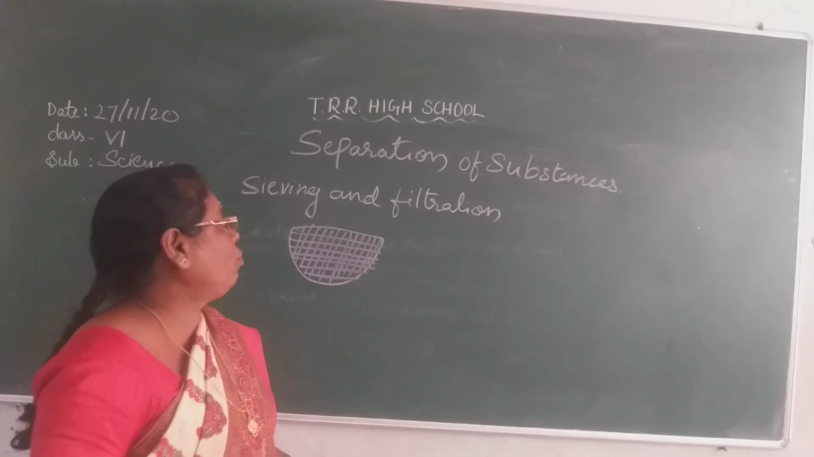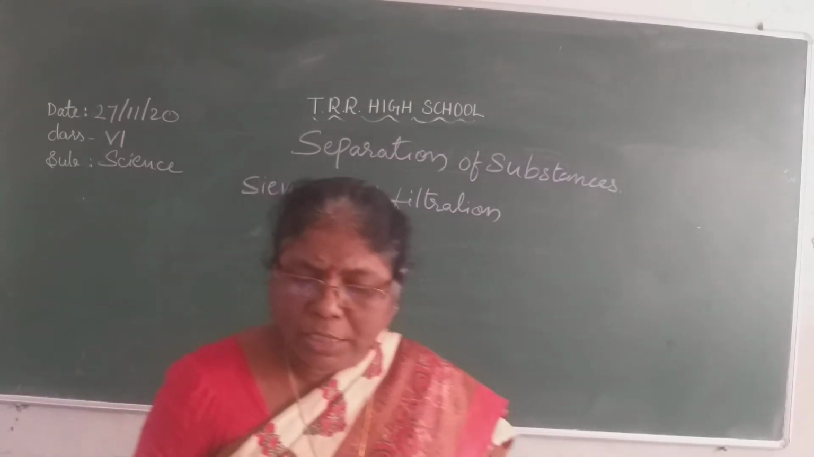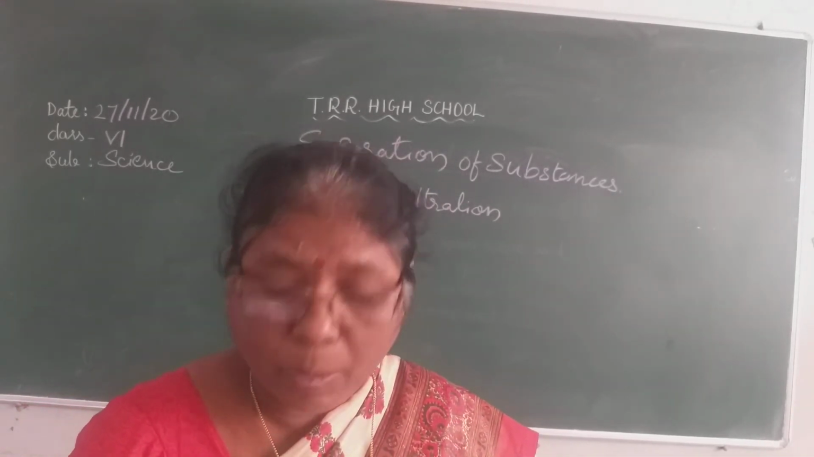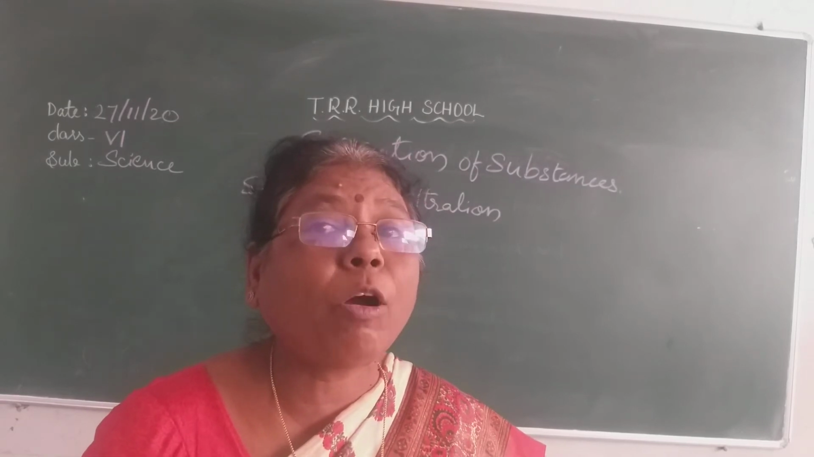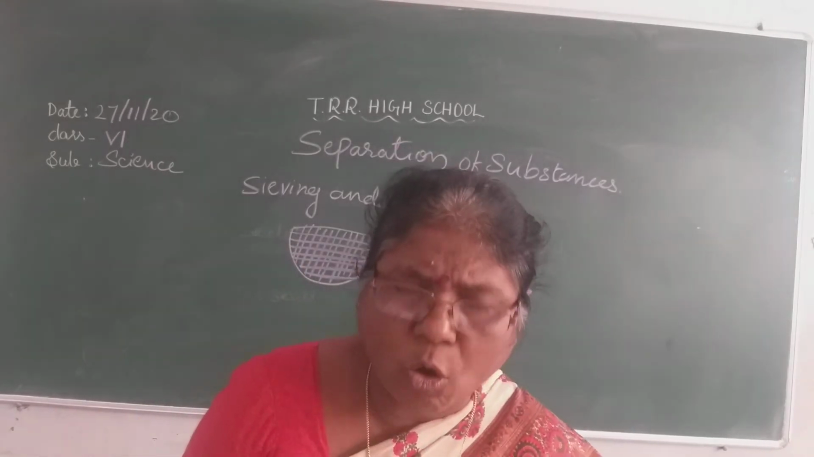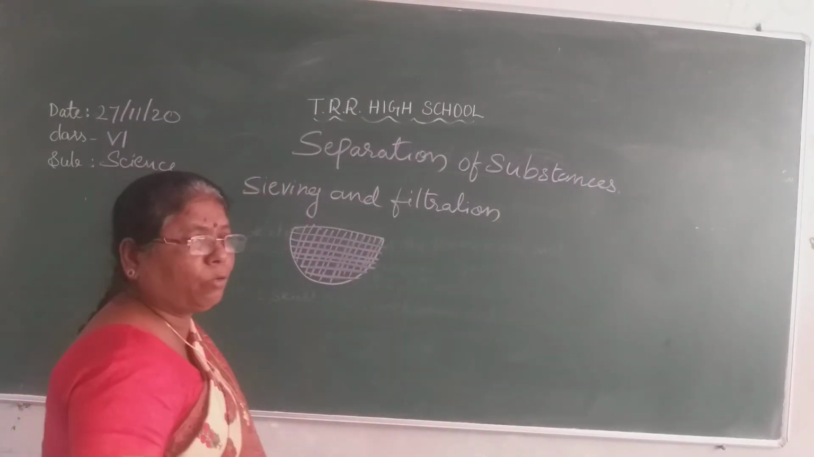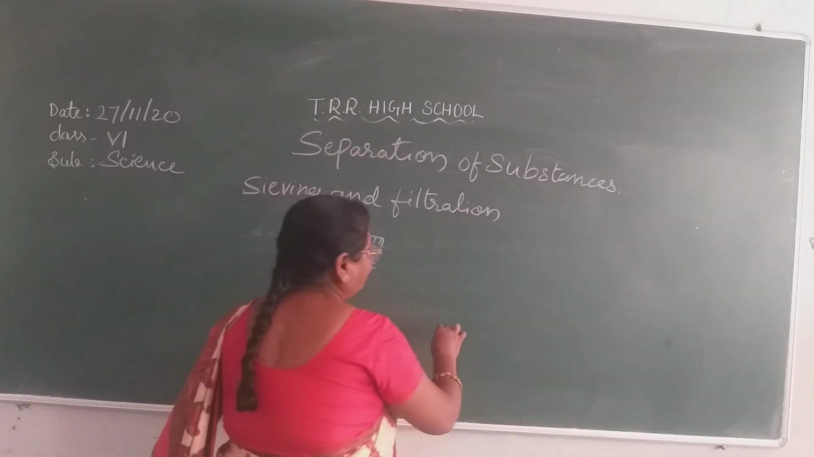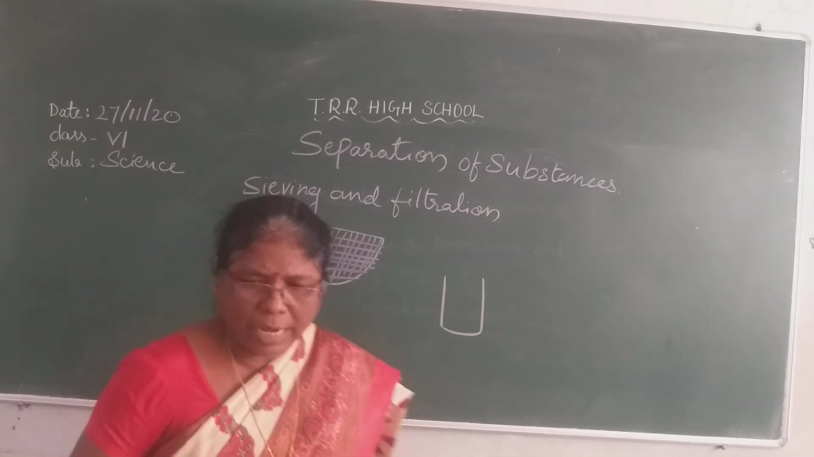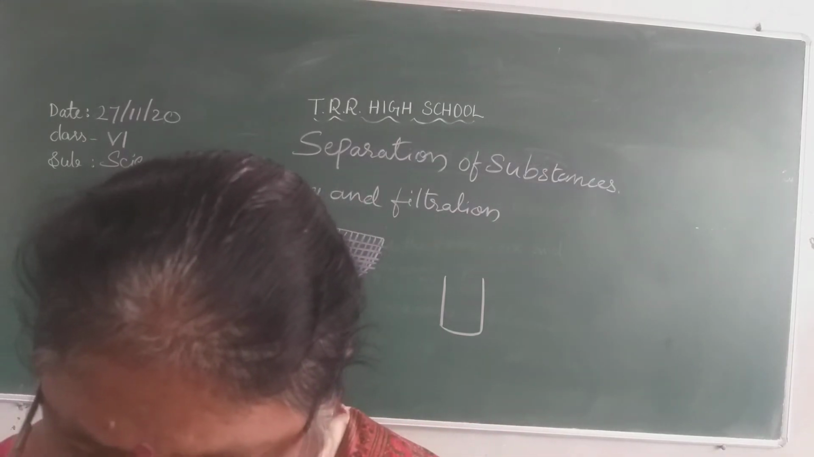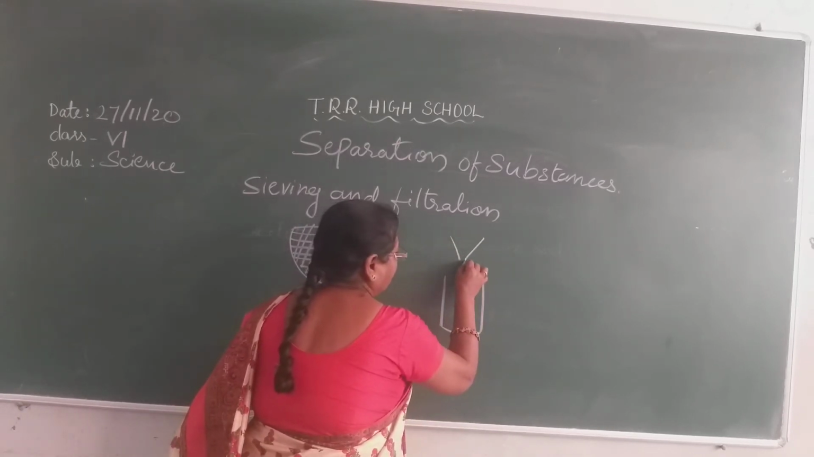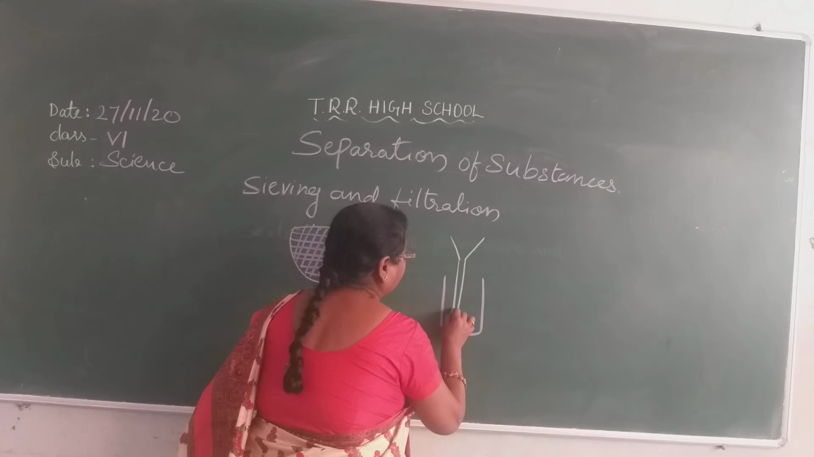Here, see, we use filter paper. What is filter paper? It is a sieve only, made up of paper, which has very fine holes. So here what you have to do is take a beaker and take a conical flask. This is the apparatus which we use to filter the mud water.